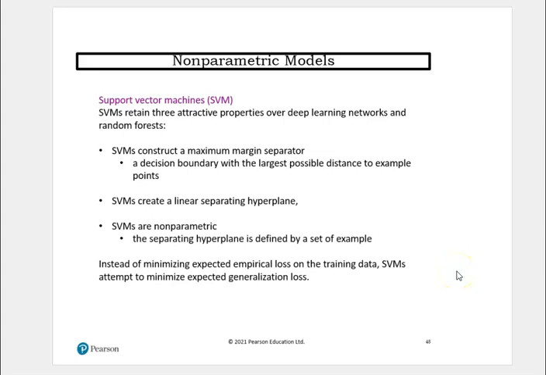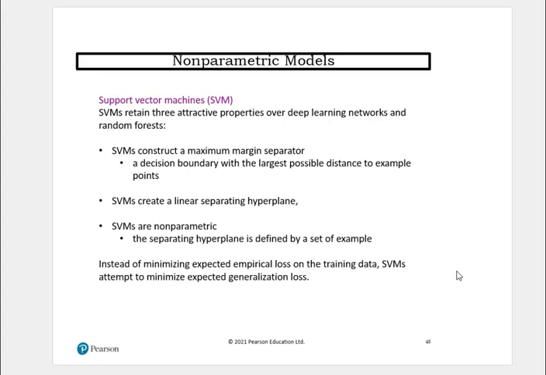So we will conclude our discussion of non-parametric models by going over support vector machines. As I was saying, support vector machines were very popular before, but they've been essentially taken over by deep learning, neural networks, and random forests.